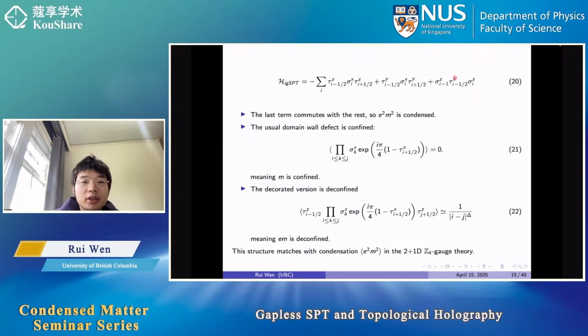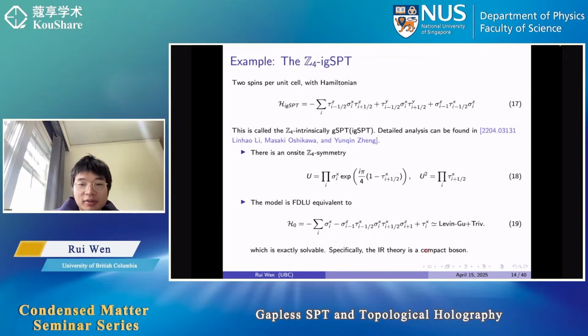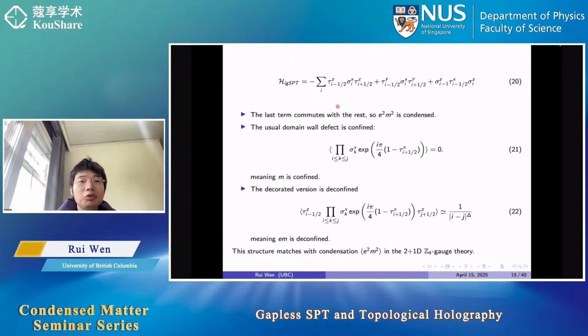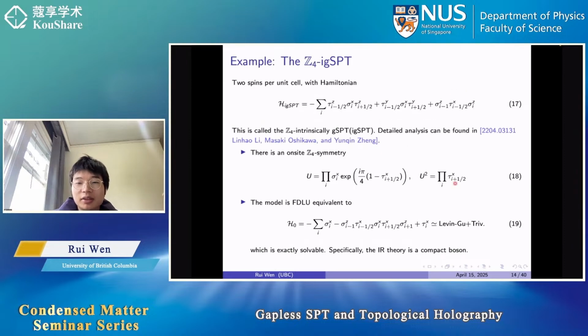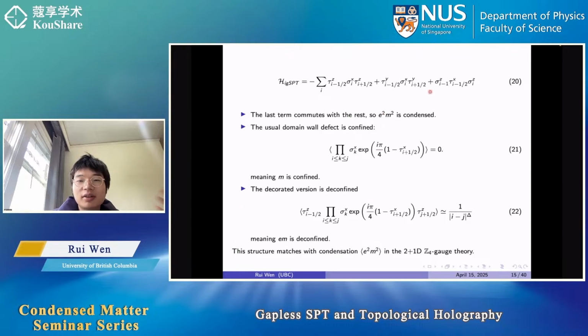So the last term commutes with the rest, right? This just follows from like here, this last term commutes with the rest. And if you do a similar analysis as we did before, this is like m squared times e squared, right? So this tau x, as I explained, is like u squared, which means it's like m squared. And this sigma z is actually a double charge, right? Because you can check, for example, it anti-commutes with u, which means it's charged, it's not 1, under Z4. So basically, this last term is 1 in the ground space, and this can be interpreted as E squared M squared is condensed.